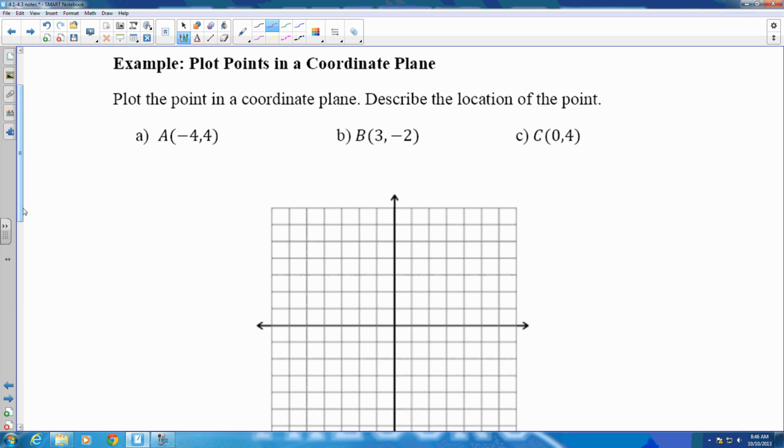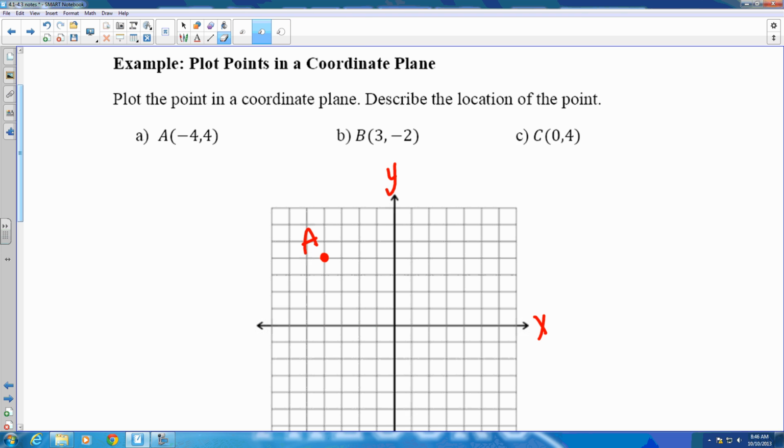Okay, now we saw points and we had to name their coordinates. Now we have the coordinates and we have to plot the points. And then we have to describe the location. So first we're going to do point A, which is located at (-4, 4). Remember, this is the x-axis, this is the y-axis. Negative 4 is our horizontal movement. 1, 2, 3, 4. And then we move vertically positive 4. 1, 2, 3, 4.